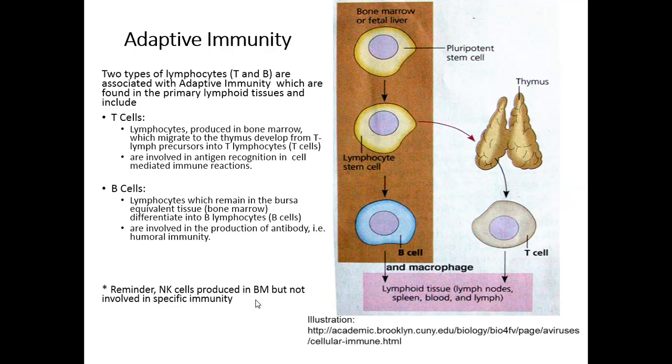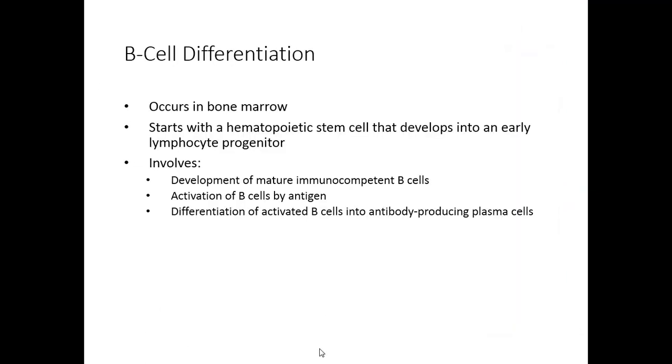The B cells, as I said, are involved in the production of antibody. As I said, humoral immunity really results in, our goal is the production of antibody. B cell differentiation starts in the bone marrow from that hematopoietic stem cell. It's going to develop into the common lymphoid precursor and move on to what's called pro-B cells, pre-B cells, immature B cells, which then leave the bone marrow and further differentiate out in secondary lymph tissue into mature B cells.